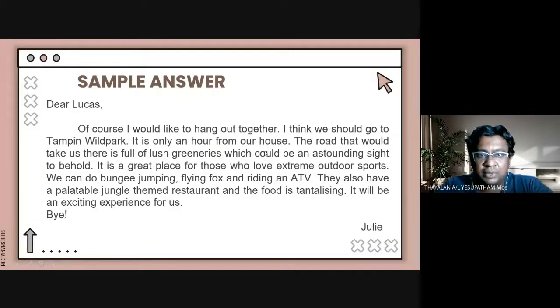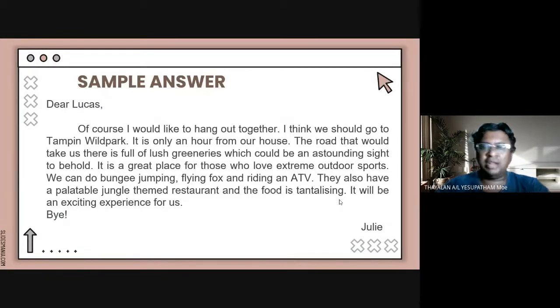Now, come back here, you see, we should go to Tampin Wild Park. Question 1 is answered. And then the road that would take us there is full of lush greeneries, which could be an astounding sight to behold. And then it is a great place for those who love extreme outdoor sports. We can do bungee jumping, flying fox, and riding an ATV. They also have a palatable jungle themed restaurant, and the food is tantalizing. It will be an exciting experience for us. So this answer is now complete.